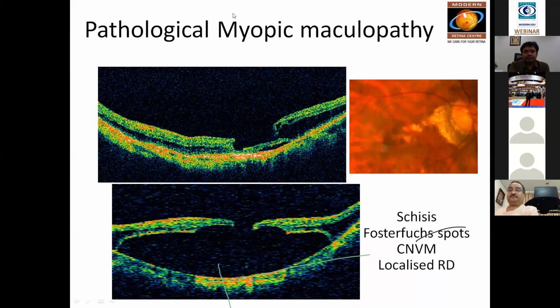Next, if you move on to the next subset, that is myopia. A very high myopia, especially pathological myopia above -6 or -7, sometimes they develop certain maculopathy changes. These could be either schisis, or Foster-Fuchs spots, or a CNVM, or it could even be a localized retinal detachment. So what are all these?